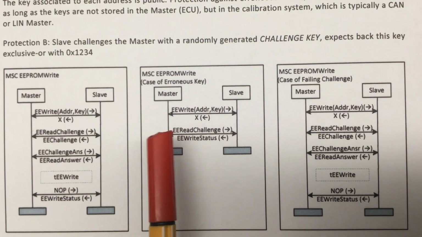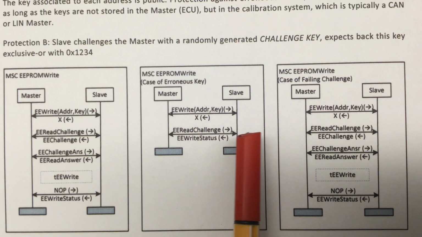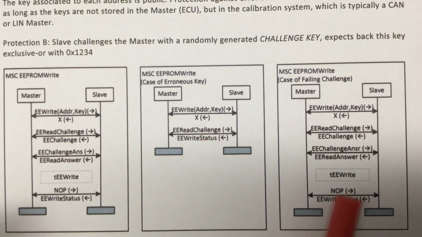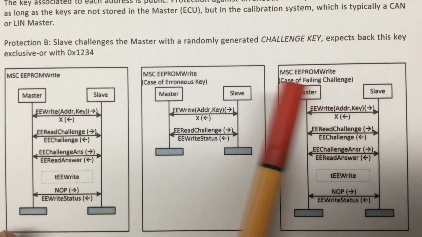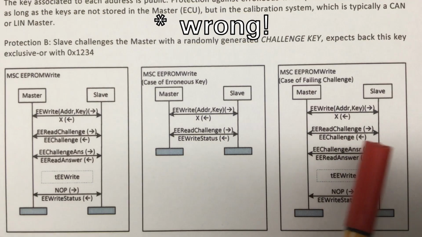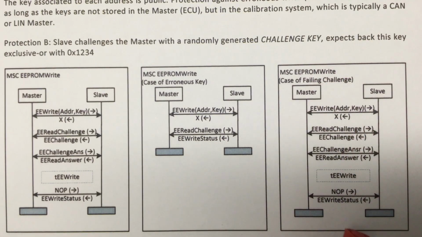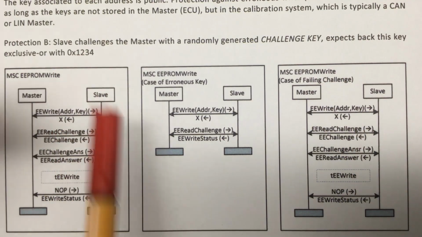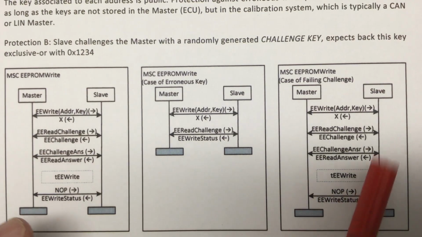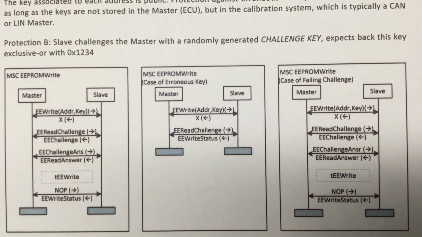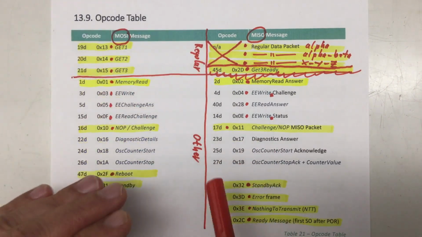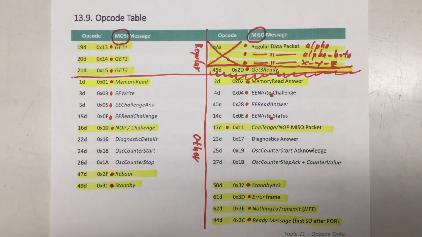In that case, our EERechallenge gets back directly that EEWrite status message. The flow, in case we got the challenge right, inverting and XORing that challenge key, is exactly the same as if the operation succeeds, so I don't really know why they added that here. After that overview, let's talk about the details now and implement the whole thing.